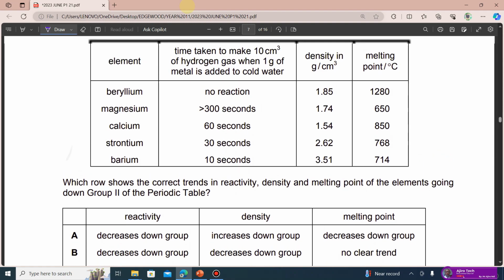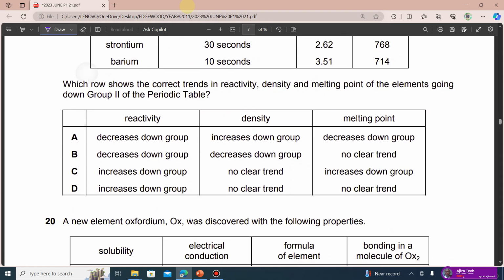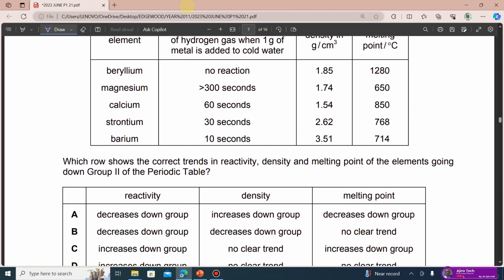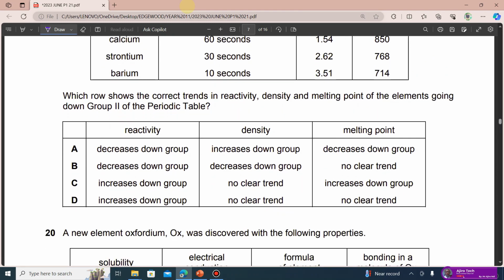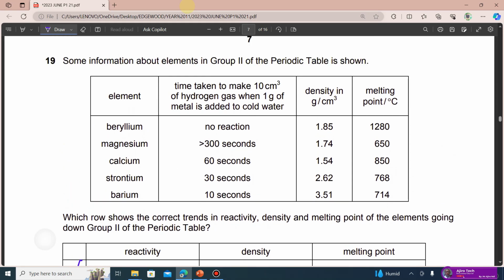So we see that as we go down the group, because the time taken is decreasing, it means the metals are more reactive. The reactivity with cold water increases down the group. So every option that involves decreases is off. We are left with option C and option D.